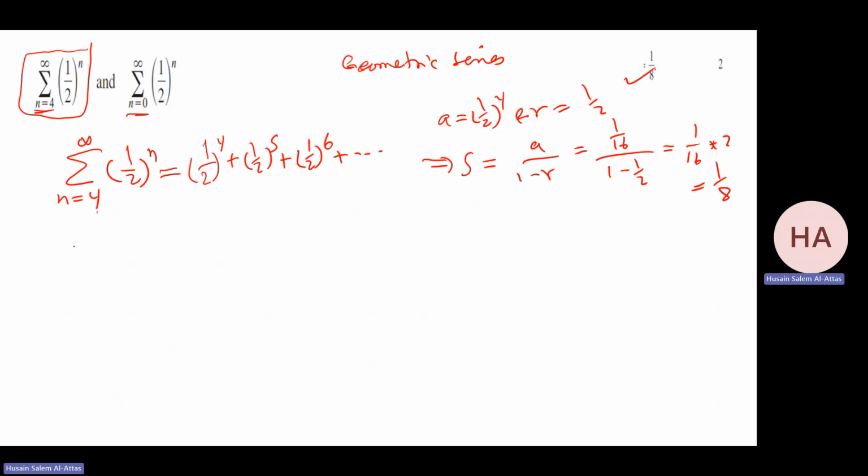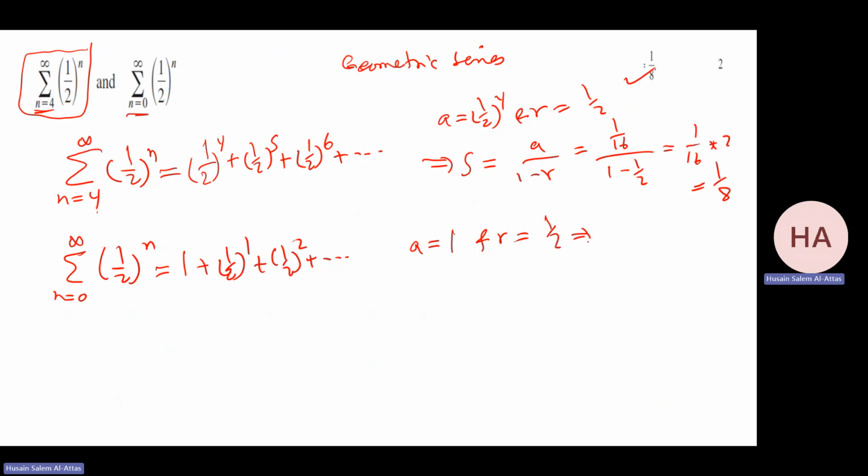Okay. Now what about the other one? Half to the power n. If you open it, it will be 1 plus half to the power 1 plus half to the power 2 plus blah, blah, blah. Okay, so what is A? A will be 1. And what is R? R will be half. Very clear, R equals half. So S is 1 over 1 minus half, and that is 2, which is this one.